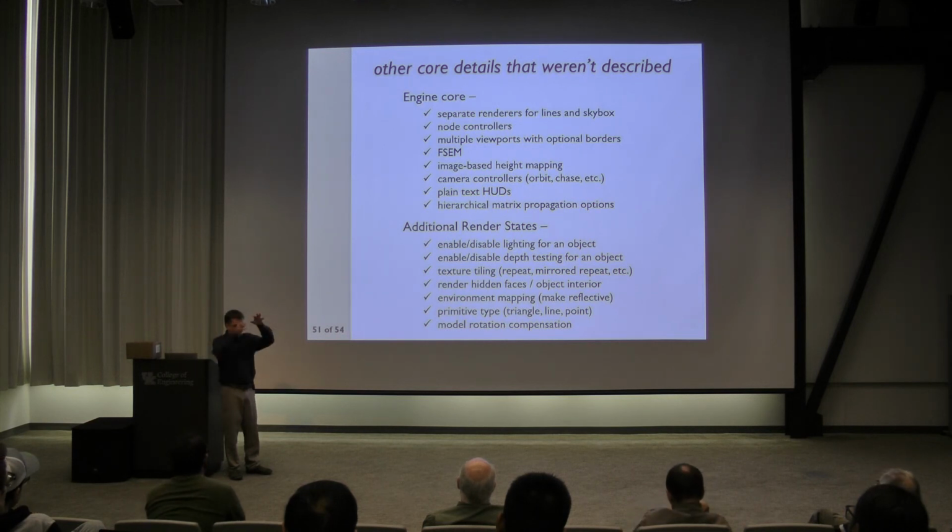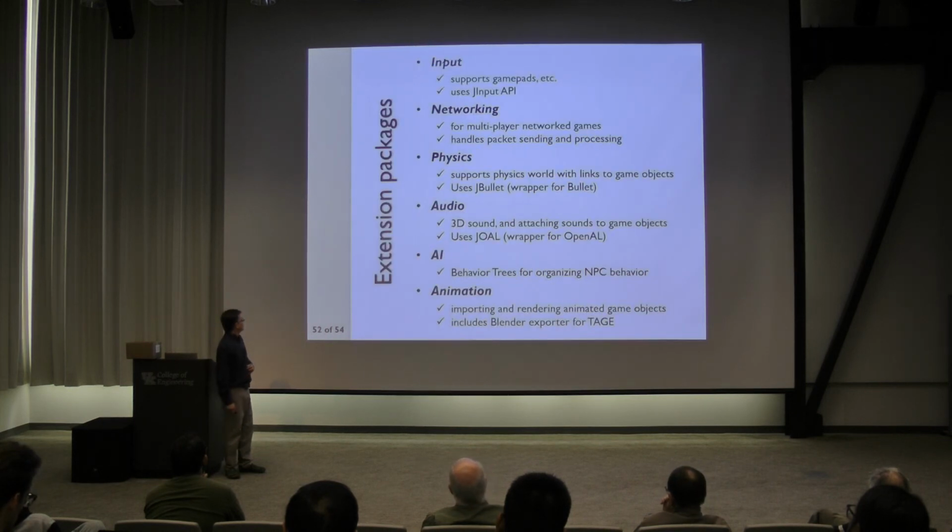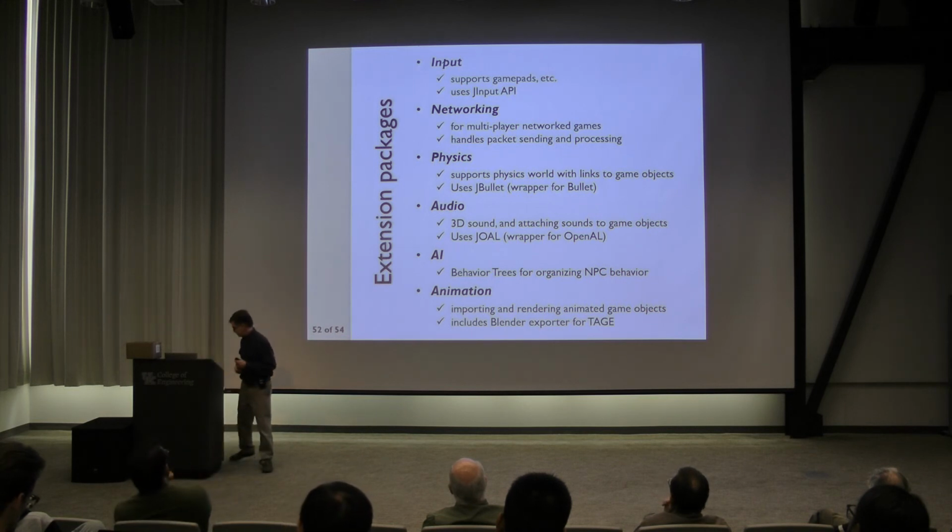Let's see. There's a bunch of options for how the matrices can be propagated through the tree. There's a whole bunch of render states. Maybe some of you in the book have gotten to environment mapping, and that's a render state option. Things like that. Then there's all these extension packages that are important too, like supporting game pads.